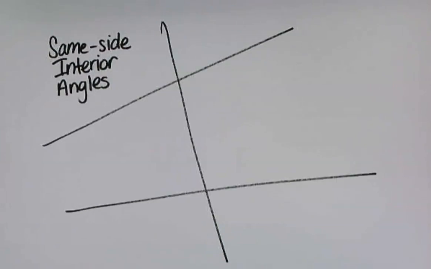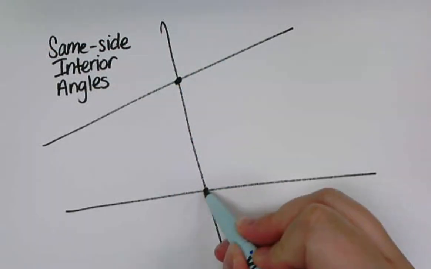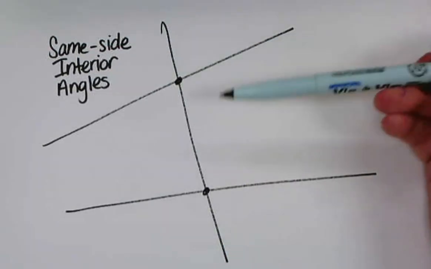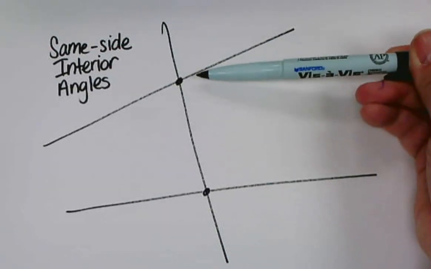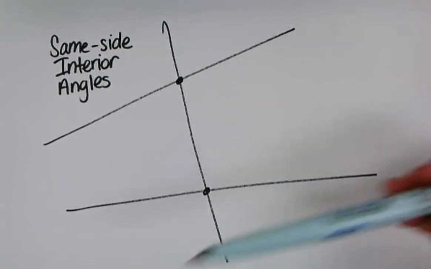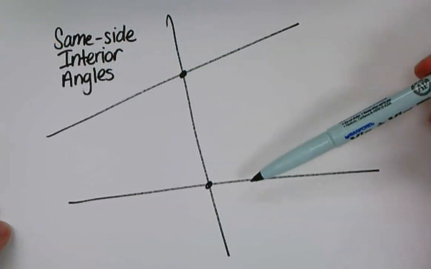Okay, next, looking at same side interior angles. So they both have to be on the same side of my transversal. And again, this is the transversal because it connects those two intersections. So they have to be on the same side. One of them has to be at this intersection. One of them has to be at this intersection. And they have to be in between my two lines. So in this space right here between the two lines.